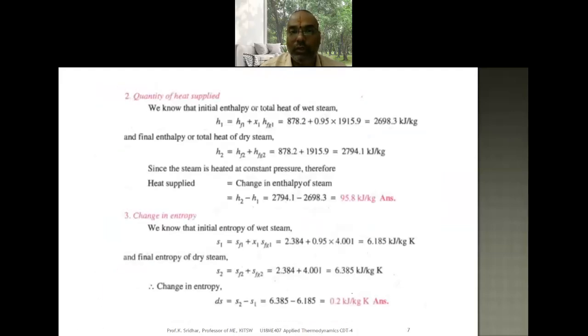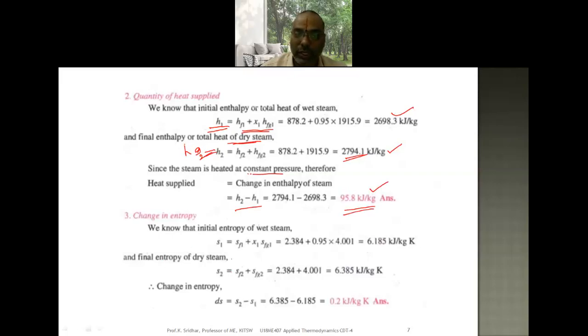Next one is asking about the quantity of heat supplied. The heat supplied in a constant pressure process is always equivalent to delta H. So our duty is first of all to find H1 and H2. Because it is wet steam, H1 is equivalent to Hf1 plus X1 into Hfg1. Substitute the values and you will get the answer. The final condition is dry steam, so simply H2 is equivalent to Hg2, which is so and so. So now the change in enthalpy will be equivalent to 95.8.